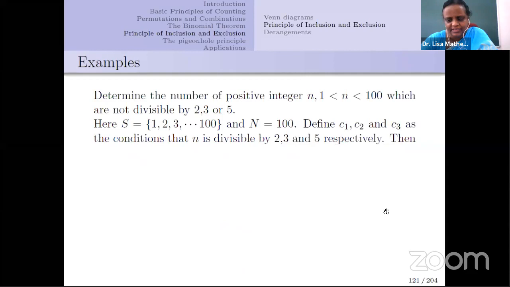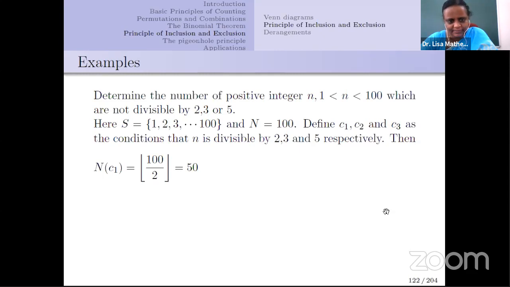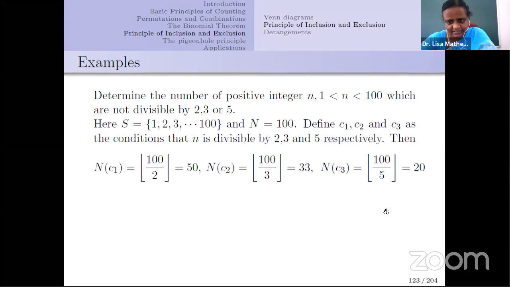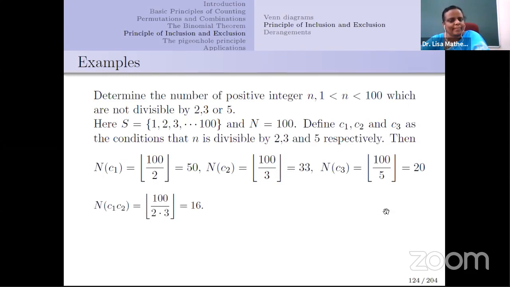Then I know that the number of those integers which are divisible by 2 is 100 by 2, which is 50. Those divisible by 3 is the floor function of 100 by 3, which is 33. Those divisible by 5 is the floor function of 100 by 5, which is 20. Then I have C1, C2. I want those integers which are divisible by both 2 and 3. So that is the floor function of 100 by 2 into 3, which I get to be 16.